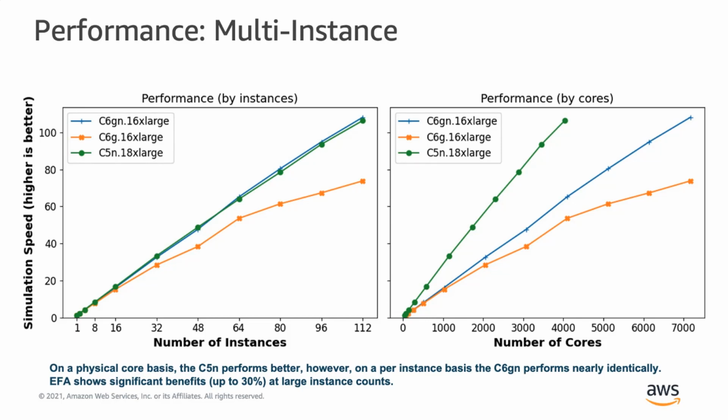Now, the next part is this orange line. Remember, that's the Graviton line that doesn't have Elastic Fabric Adapter. You can see that for small numbers of instances, 8, 16, even up to 32 or so, you can get pretty much the same simulation speed without having to use the instances that have that additional capability and additional cost. However, when you really want to scale up and you want that higher simulation speed, there's a huge benefit to using the Elastic Fabric Adapter and the additional networking that's available with the C6GN.